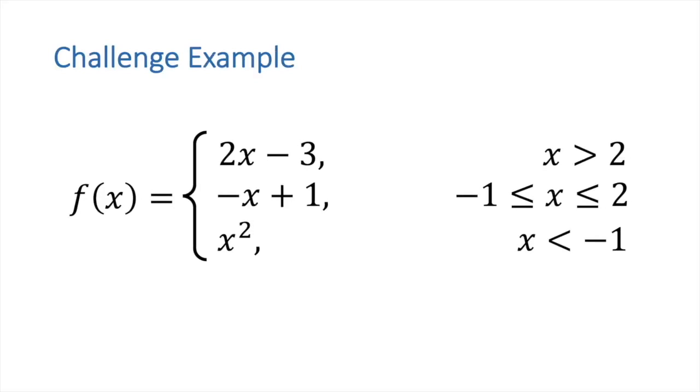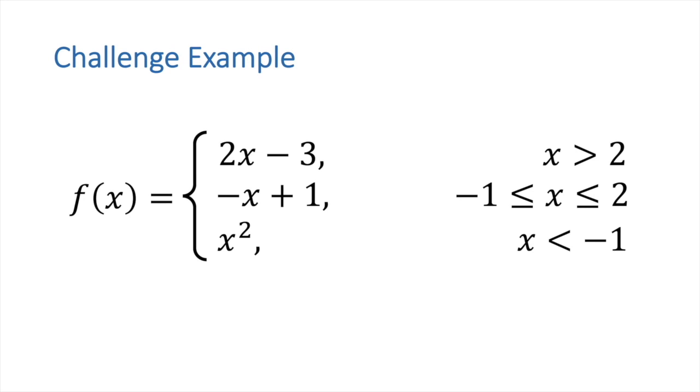All right, for our third and final example of a piecewise function, let's look at something a little more involved. So here is the challenge example. f of x is defined to be 2x minus 3 whenever x is greater than 2, and it's defined to be negative x plus 1 whenever x is greater than or equal to negative 1, but less than or equal to 2. And finally, it's defined to be x squared whenever x is less than negative 1.